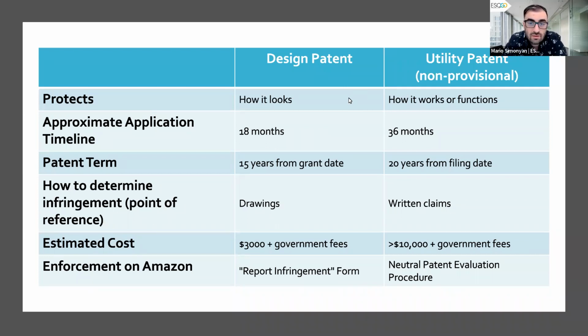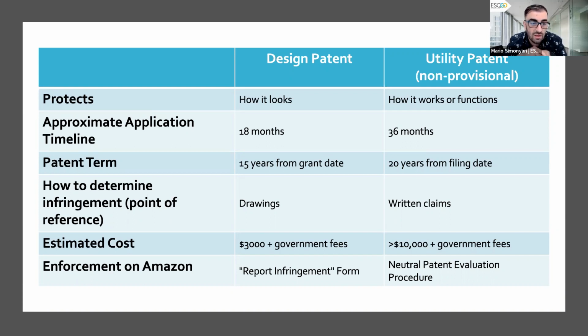Next, I want to take a look at the difference between design patents and utility patents, non-provisional. So again, what it protects: a design patent protects how it looks, compared to a utility patent, how it works or functions. The timeline for the application, on average, is what we're seeing, 18 months to 36 months. However, in the last 6 months or so, the USPTO has become a little bit busier, so the time frame may take a little bit longer, but design patents are almost always going to be processed a lot sooner than utility patents, and that's one of the advantages of having a design patent.